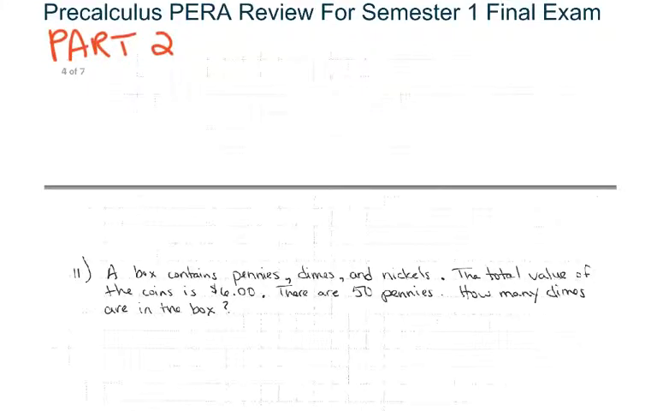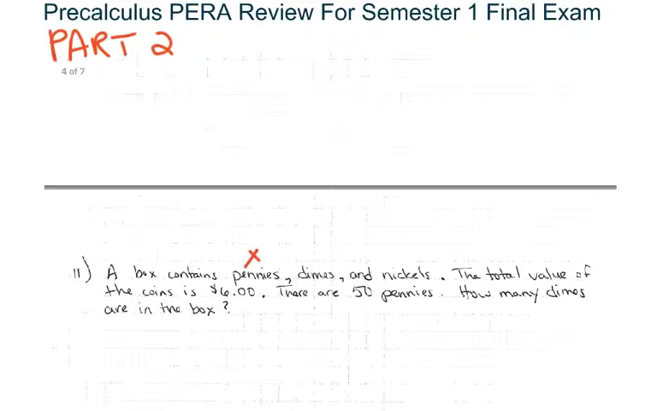This is the pre-calculus PERA review for the semester 1 final, and I'm going to call this part 2. This is going to be the next 10 questions on the review packet. Problem number 11 says a box contains pennies, dimes, and nickels. The total value of the coins is $6. There are 50 pennies. How many dimes are in the box?